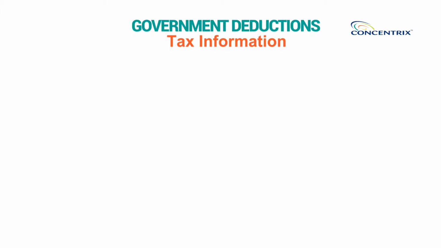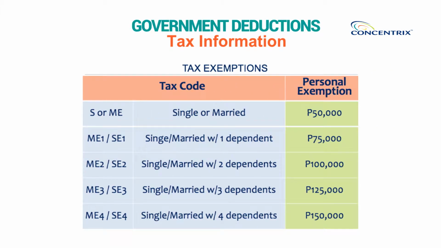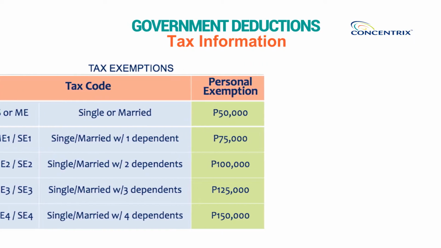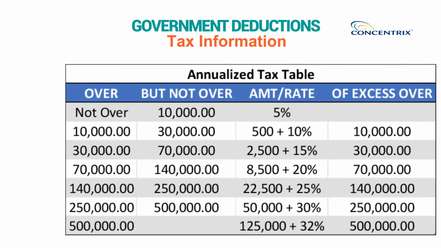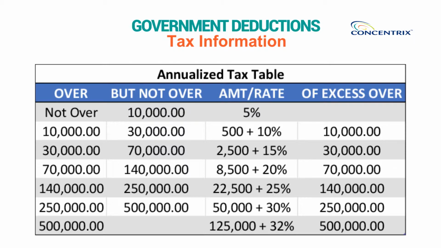Your status on CES is set to S unless you change it. For S status, there is an exemption of 50,000 pesos. There is an additional 25,000 peso exemption for each dependent. Maximum dependent an individual can add is 4. Concentrix is using the annualized tax table, which has a progressive and cumulative computation.